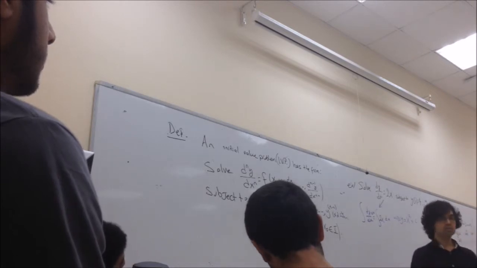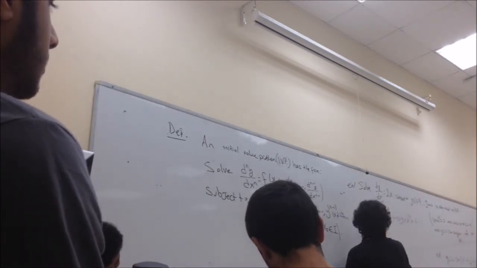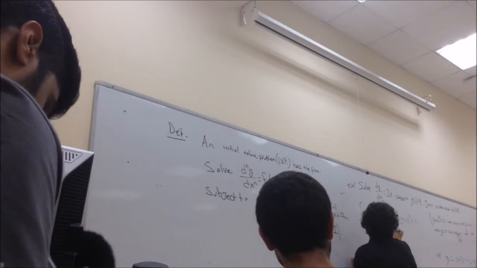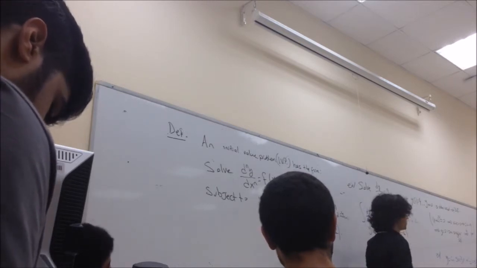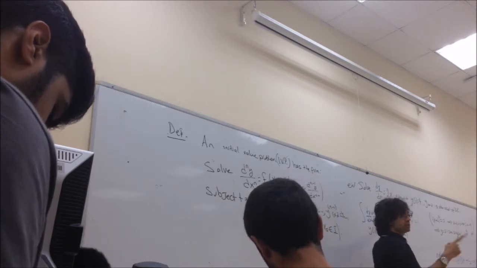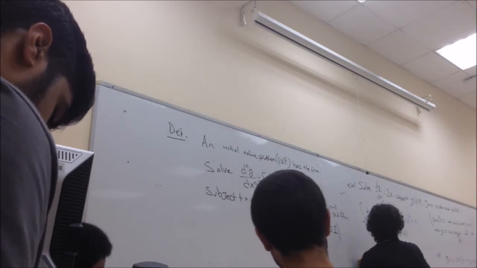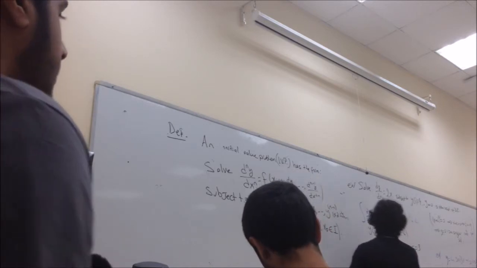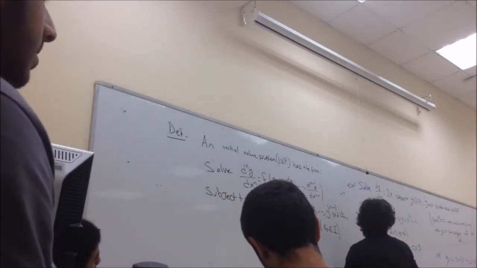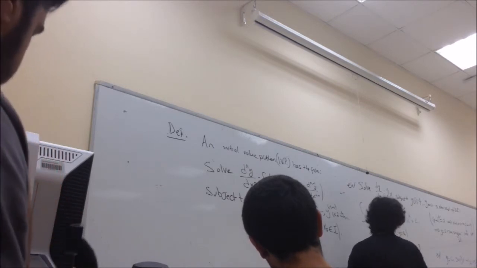But now we have this condition, y of 1 equals 4. What does it mean? This means that x is 1 and y is 4. Then you substitute these into this equation to find the value of c. So you get 4 equals 1 squared plus c, which implies that c is 3. Therefore, our solution is x squared plus 3.